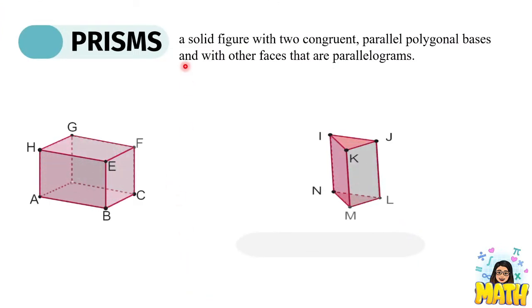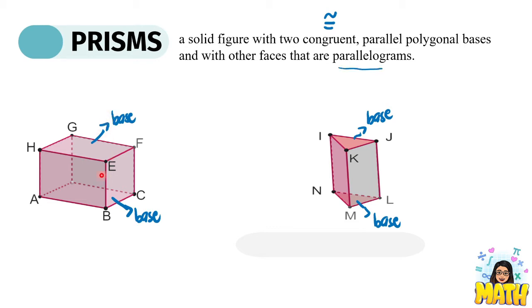Next, we have prisms. These are solid figures with 2 congruent parallel polygonal bases and with other faces that are parallelograms. Para daw matawag nating prism ang isang solid, kailangan ang base nito ay polygon in shape. Just like here, we have rectangle, while on the other prism, we have triangular bases. So for as long as congruent and parallel and polygons yung mga bases, they are considered prisms. While other faces must be parallelograms.